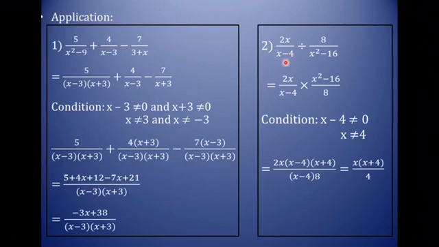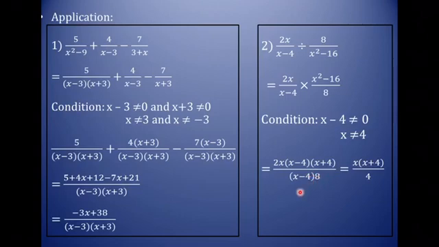Now here we have a division. First we transform division into multiplication and we write here the reciprocal of this fraction. The reciprocal of 8 over x power 2 minus 16 is x power 2 minus 16 over 8. After that, we will notice here in the denominator we have x minus 4. So x minus 4 must be different than 0, x different than 4. Of course, 8 is always different than 0, so we don't need to write it.